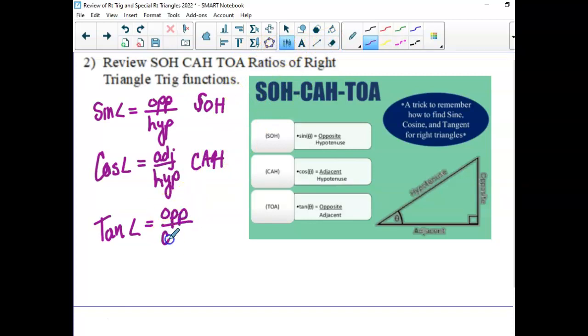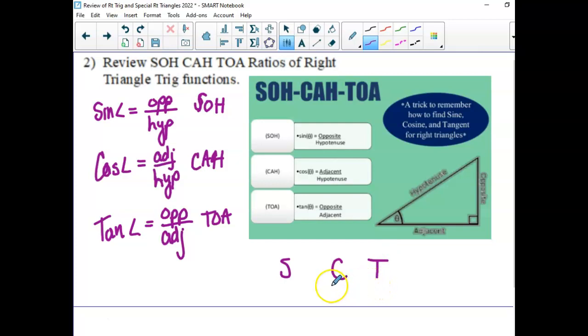Opposite leg over adjacent leg, which is TOA. The other thing is, on your calculator, they are always in that order: sine, cosine, tangent. Okay? Everybody see what I'm talking about? On your calculator, it goes sine, cosine, tangent.